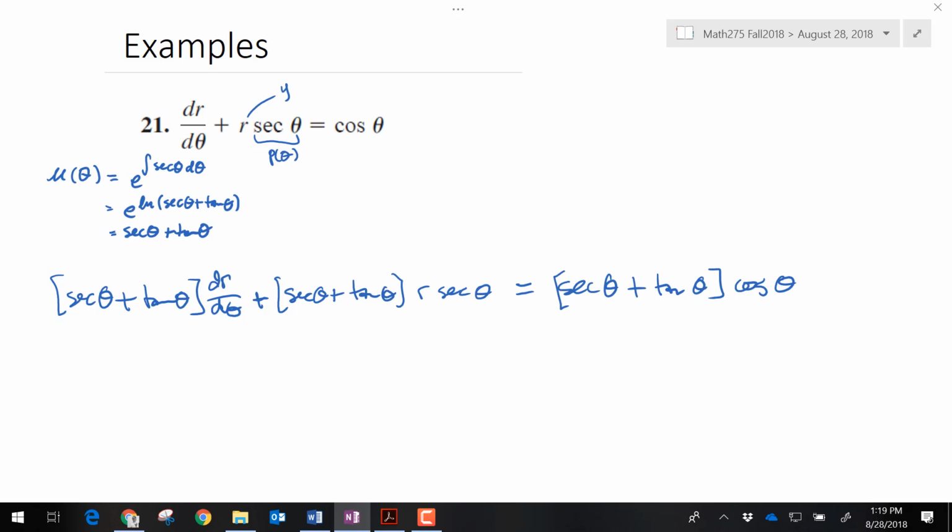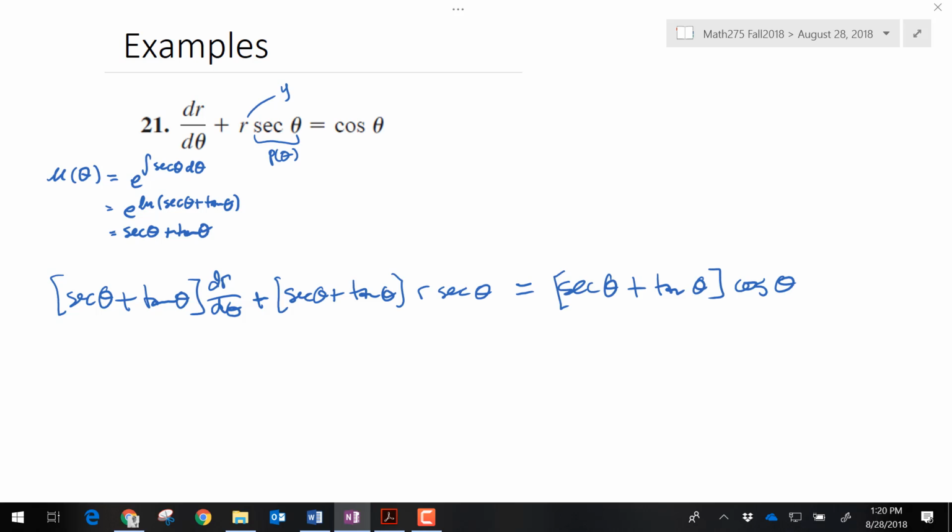Okay, how's it going? All right, let's take a look at it. So once you know the antiderivative of secant theta, then this should flow a little bit better. The integral of secant theta is the ln of secant theta plus tangent theta. And so e to the ln of that is just going to be secant theta plus tangent theta.